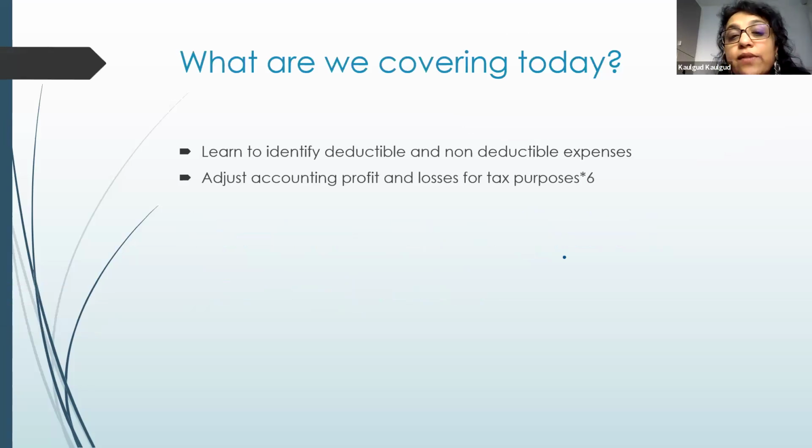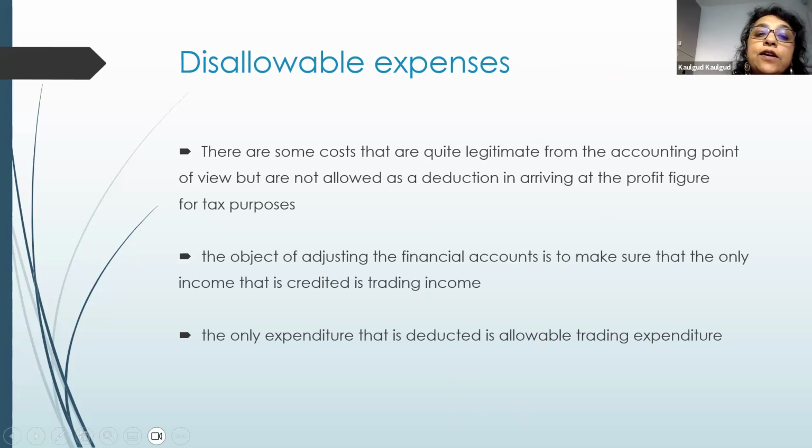So what are we covering today? We are going to cover the fundamentals of what things are, followed by one example. I will be showing you one example of how to do things. Learn to identify deductible and non-deductible expenses and adjust accounting profits and losses for tax purposes. We'll start with very simple things.